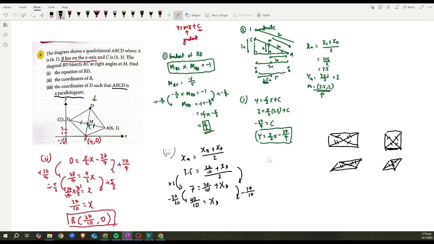Then we do the same for the y coordinate of D. The y coordinate of M will be the average of the y coordinate of B and the y coordinate of D. So sub in the values that we know: 2 equals 0 plus yD over 2. Multiply by 2 on both sides, you get 4 equals yD. So the y coordinate of D is just 4. The coordinates of D will then be 43/10, comma 4. That's the final answer.